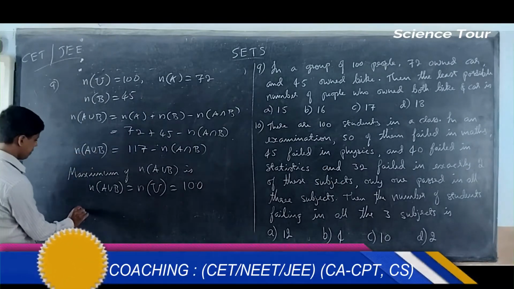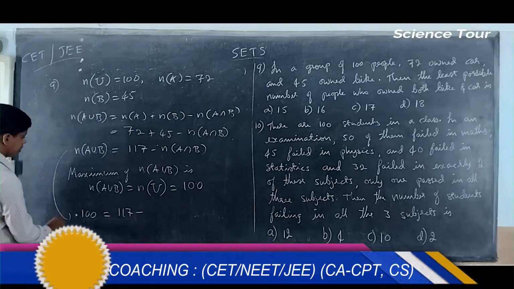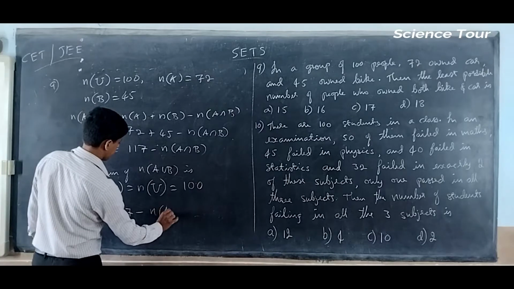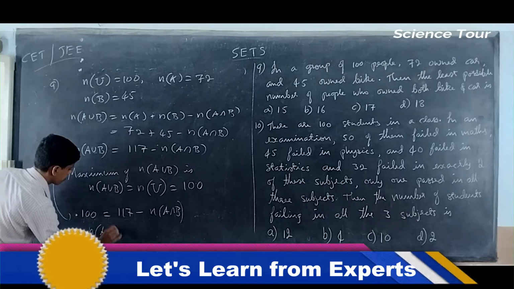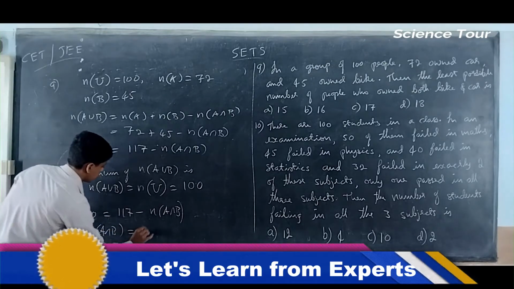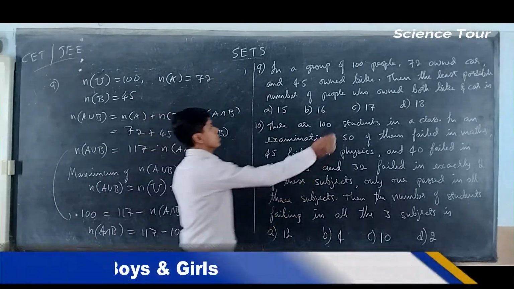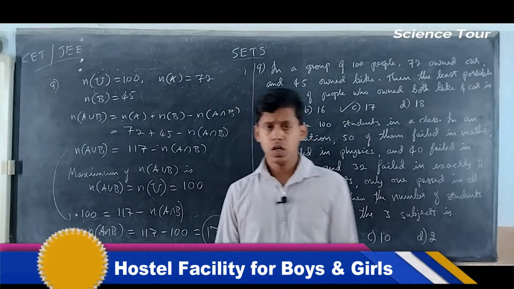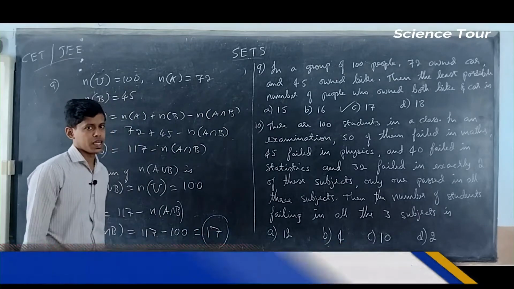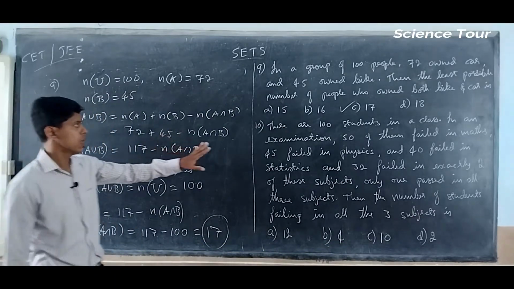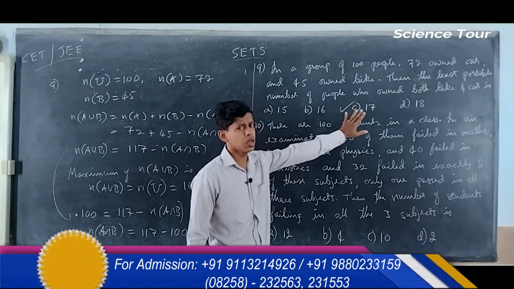So if this is 100, that is equal to 117 minus n of A intersection B. So what is n of A intersection B? That is 117 minus 100, which is 17. So 17 is the least number of people who like both. You can never have 16 people liking both. The lowest possible is 17.